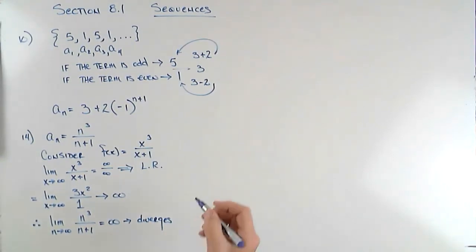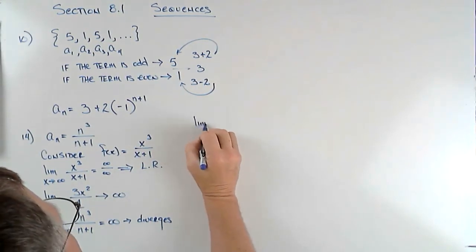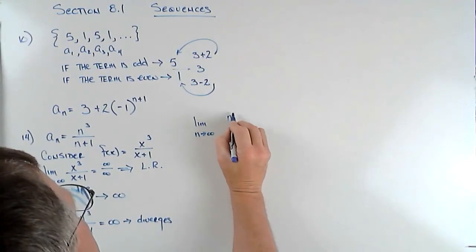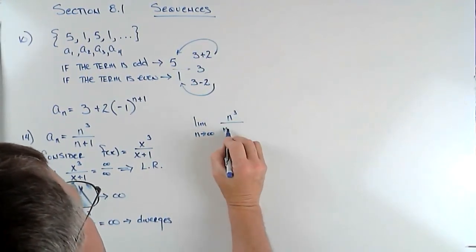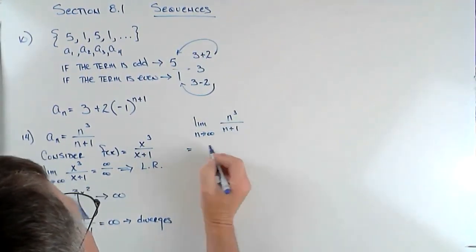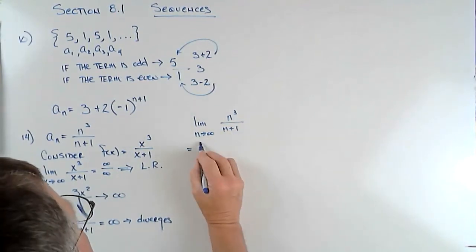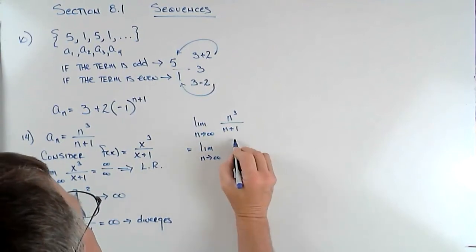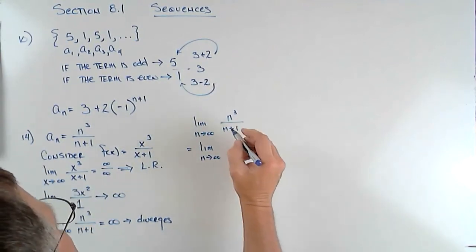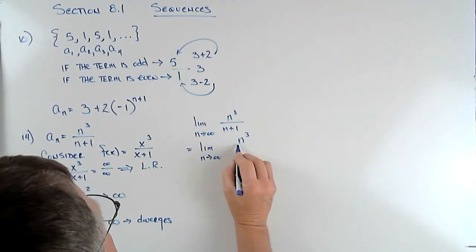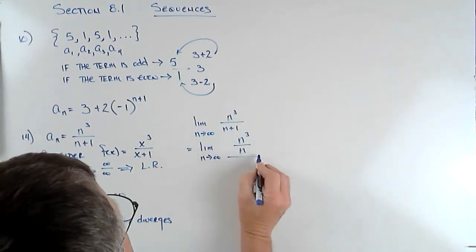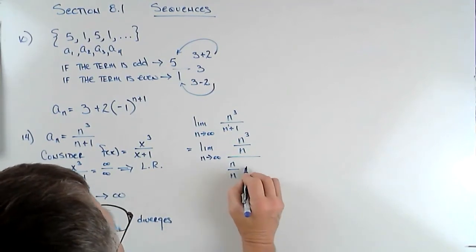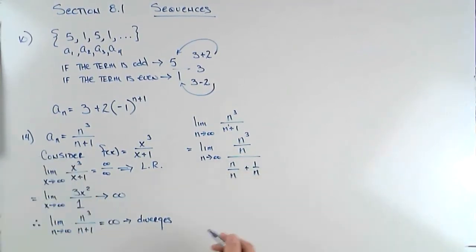Another way we could evaluate this is we could have just said, well, let's take the limit as n goes to infinity of n cubed over n plus 1. And we could have used that idea from Calc 1 where we divide the numerator and the denominator by the highest power of n found in the denominator. That would give us n cubed divided by n. The highest power of n in the denominator is n to the first. And we would have this.